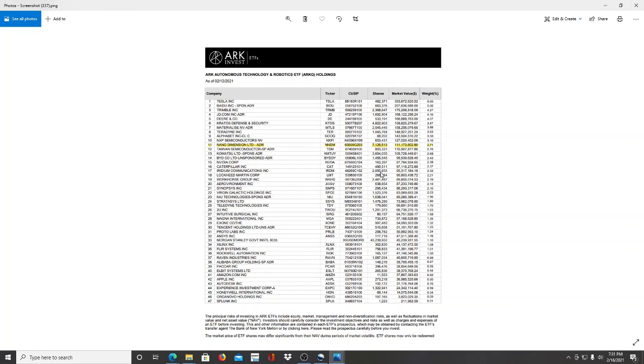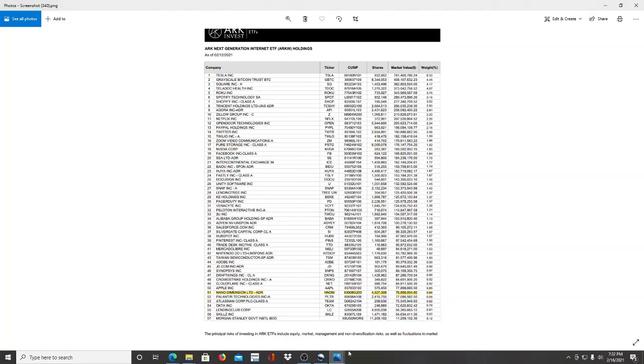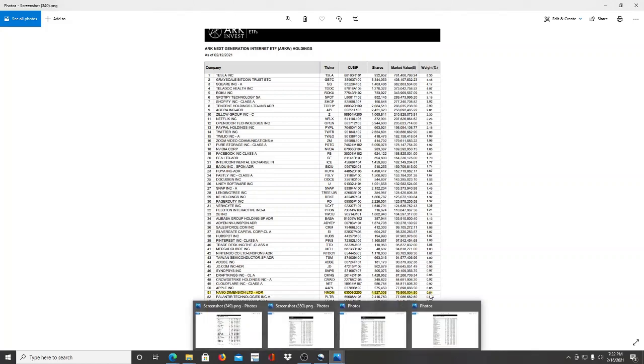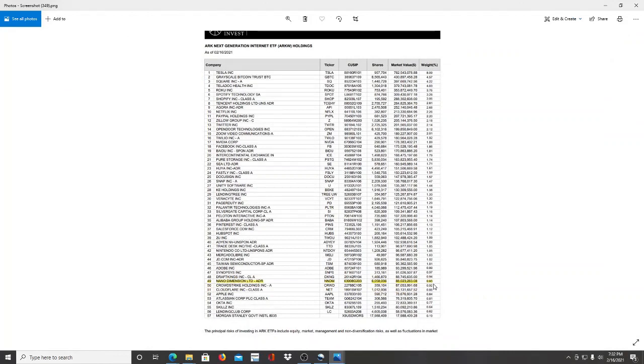For some reason, they haven't been loading up that much. When you put it together, they have a total of 13 million shares right now. That's a pretty large position for one company, right? So the weight here on this one is almost 3%. It's 2.7. And on ARK W, the weight has gone up from 0.84 to almost 1%. You see? 0.93.